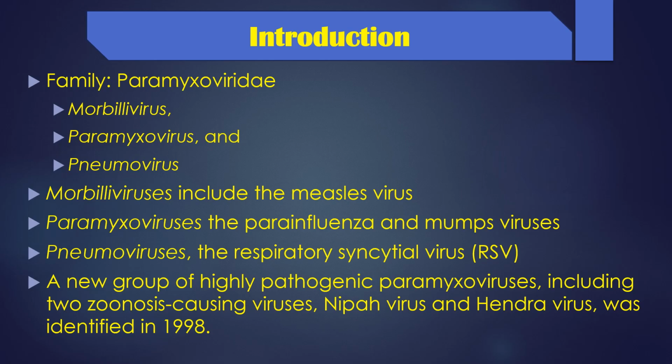Introduction. The measles virus comes under the Paramyxoviridae family with 5 genera. At first, morbillivirus, which includes the measles virus. Secondly, paramyxoviruses, which includes the parainfluenza and mumps viruses. At last, pneumoviruses genera, which include the respiratory syncytial viruses. A new group of highly pathogenic paramyxoviruses, including two zoonosis-causing viruses, that is Nipah and Hendra, was identified in 1998.